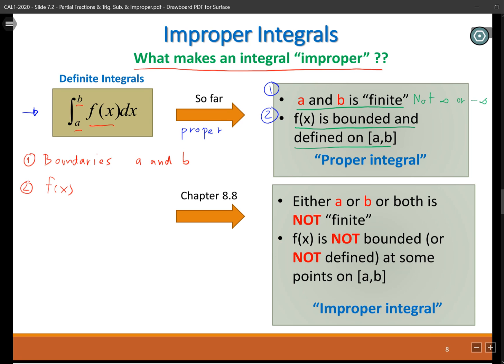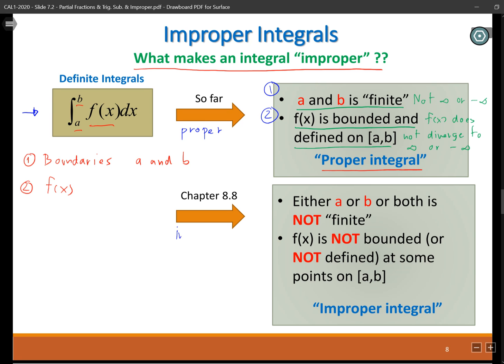All right. You can make a note here that this means that f(x) does not diverge to infinity or minus infinity on this range. And if you have these two properties, the boundaries are finite, the function is bounded and defined, then your integral is proper. All right. Now it's the turn for the improper ones down here.